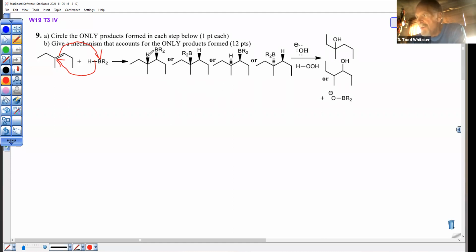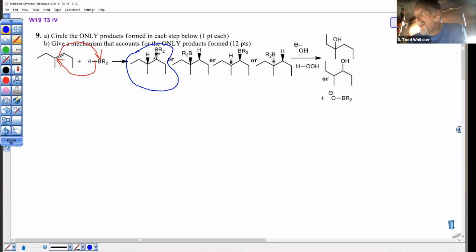Product 1 is the only correct one because if you look at the mechanism you just did, both the bond to B, which was created with this arrow, and the bond to H, which was created with this arrow, happen at the same time. That's called syn addition. Syn addition results in this product.